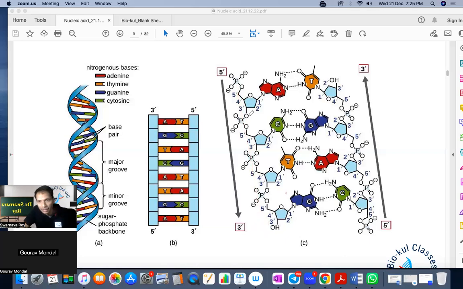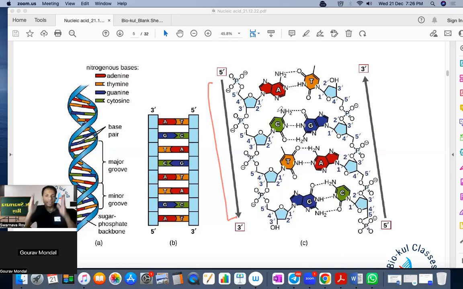Very important: there is always a sugar and phosphate backbone. Here you see sugar and phosphate, sugar and phosphate, sugar and phosphate. This is the sugar phosphate backbone. Just like in a human we have a vertebral column, in a DNA strand this is their vertebral column, their backbone. So we always have a sugar and phosphate backbone, which is forming the DNA strand.